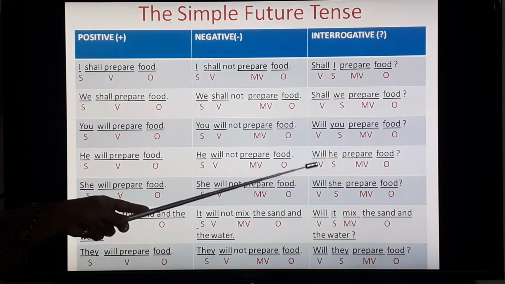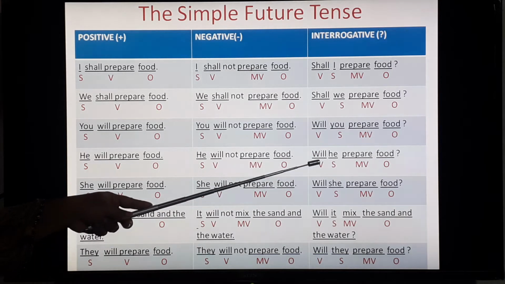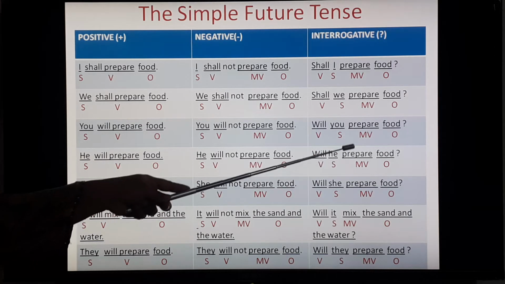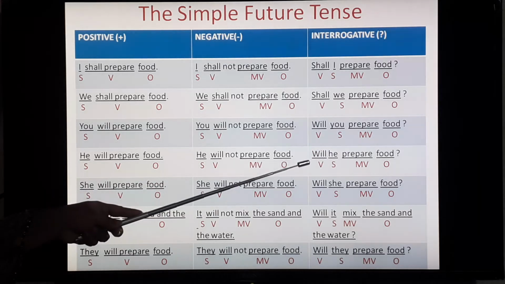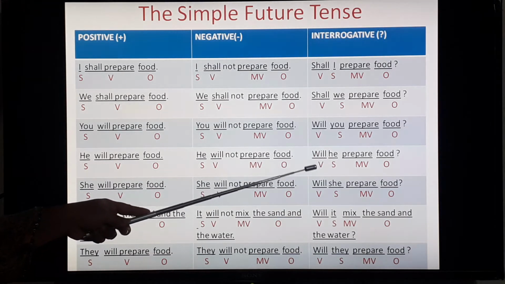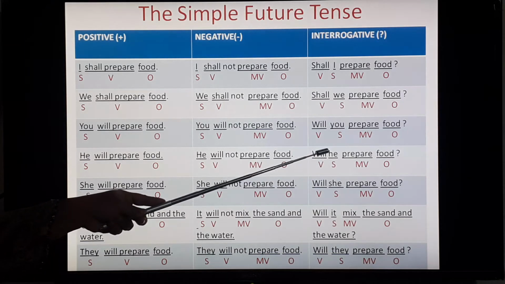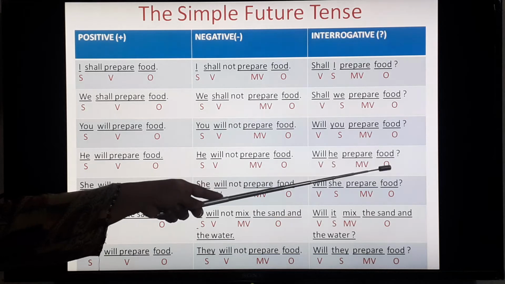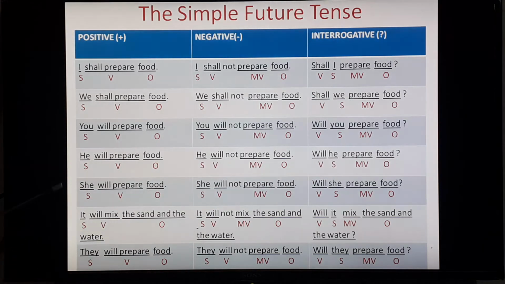Will verb, that is auxiliary verb or helping verb. Right? This is not the main verb. This is called helping verb because this helps the main verb, that is prepare, to indicate the particular tense. That is why that is called auxiliary verb or helping verb. He, that is the subject, prepare main verb or V1 form, food object, question mark.